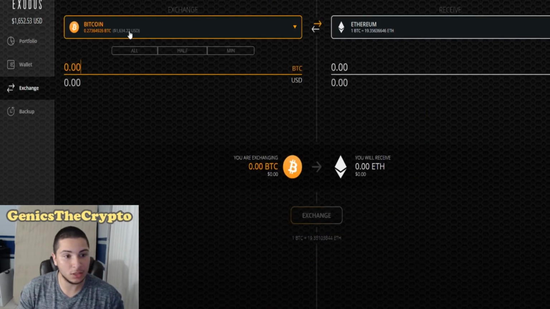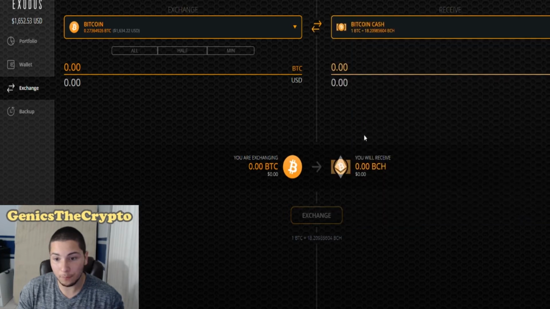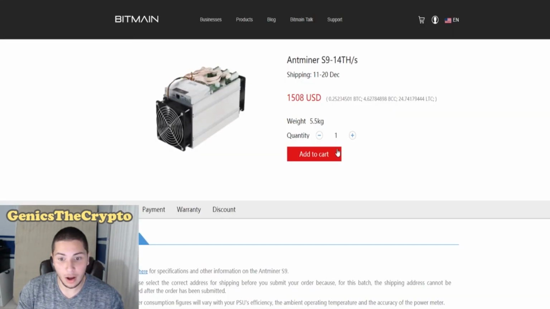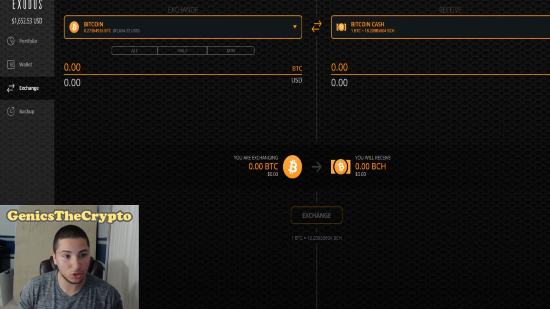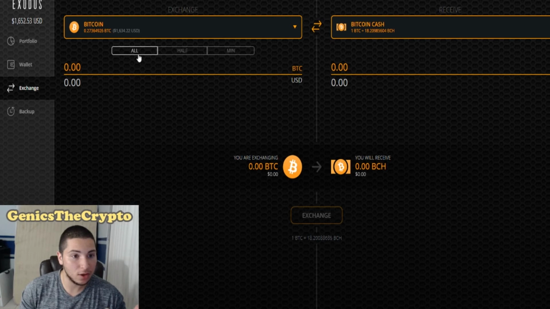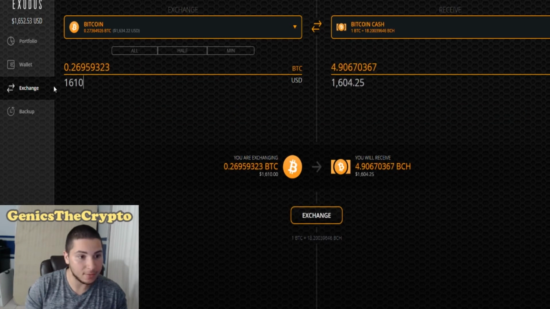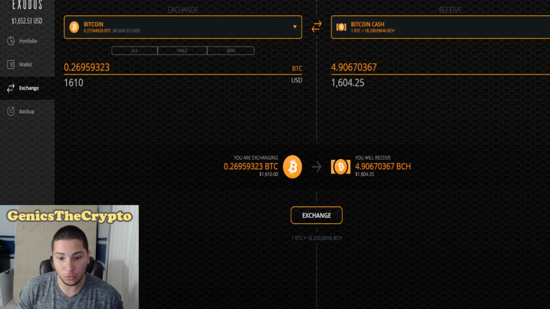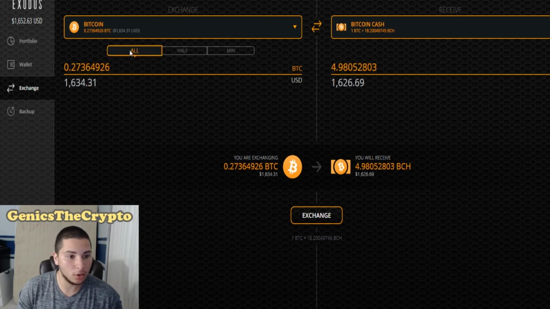So right here in the exchange process, I have Bitcoin to Bitcoin Cash, as you can see. So I'm going to transfer. Let me actually look at something real quickly. I found out that the shipping of the Antminer S9 is around 70-something dollars. So let's say I need $1,600, which is pretty much my entire amount. I'm going to transfer 1,610. Because as you could see, to exchange one currency to another currency, there's a fee. So that 1,610 will turn into 1,602. So you know what, I'm just going to do all. I'm going to transfer all to Bitcoin Cash, and we're going to go ahead and exchange that.